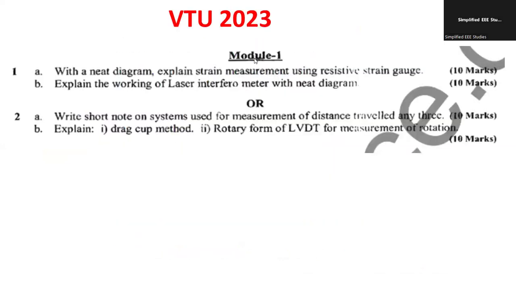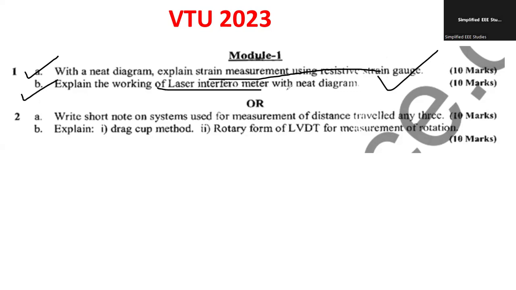Okay. Now there are some questions from 2023, which happened very recently. Quite interesting, because I found that all the questions are theory only. It is pretty easy for you people. With a neat diagram, explain the strain measurement using the resistive strain gauge. What do you mean by strain gauge? That concept you are supposed to explain with a neat diagram and the relevant equations.